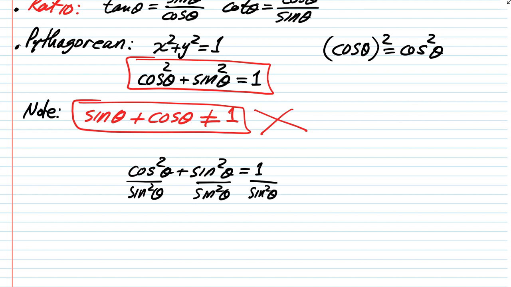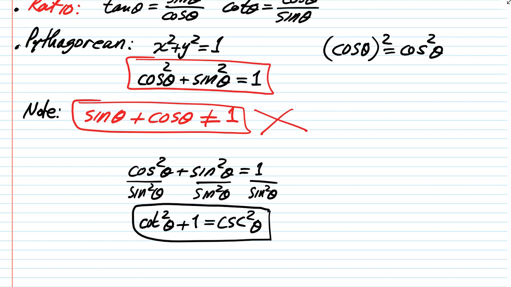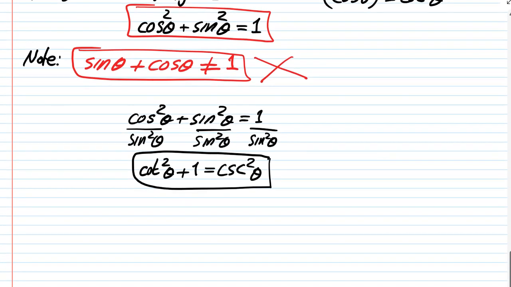Well, cosine squared by sine squared, that's cotangent, right? Sine squared by itself is 1, and 1 over sine squared is cosecant squared. So there you go. We get a new identity as a byproduct of the Pythagorean identity. So if I need an identity that connects cosecant and cotangent, this is my identity.